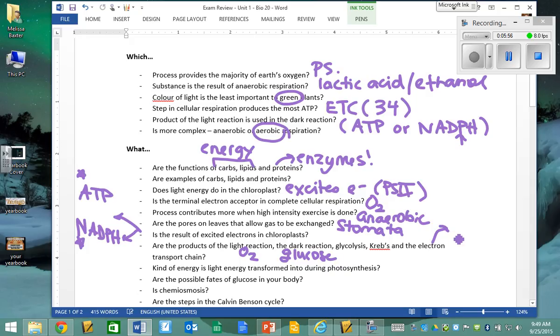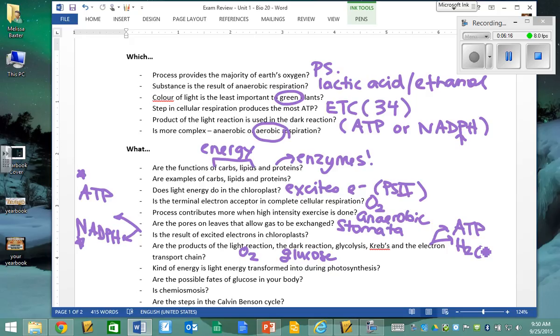Now the electron transport chain is where I get most of the ATP from, like we already said. It's also where I get water. Remember, because oxygen is sitting there waiting, it's grabbing hydrogen and electrons, turning back into water.